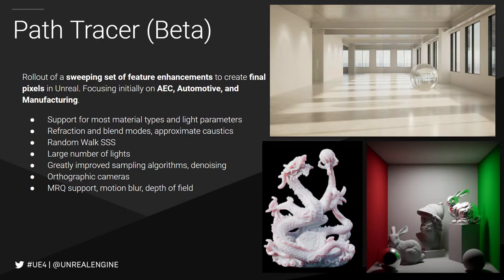And also we made sure that the path tracer could be used from movie render queue. So this allows you to get your final pixels. It includes motion blur. It's a good way to do your final quality frame rendering. Depth of field is also supported. At the moment, it's currently relying on Unreal's existing post-process depth of field. We'll be working on that in future releases.